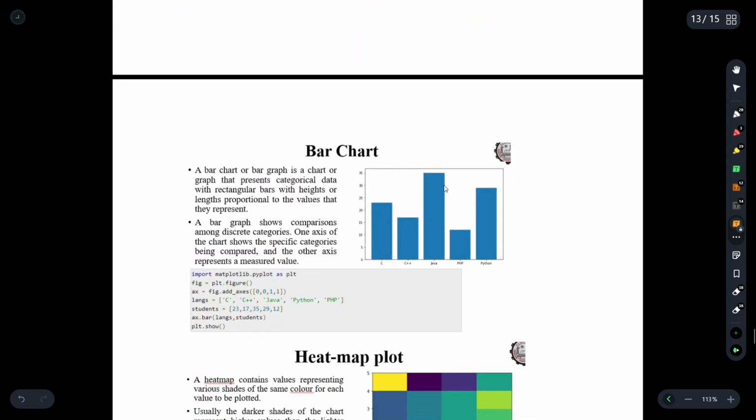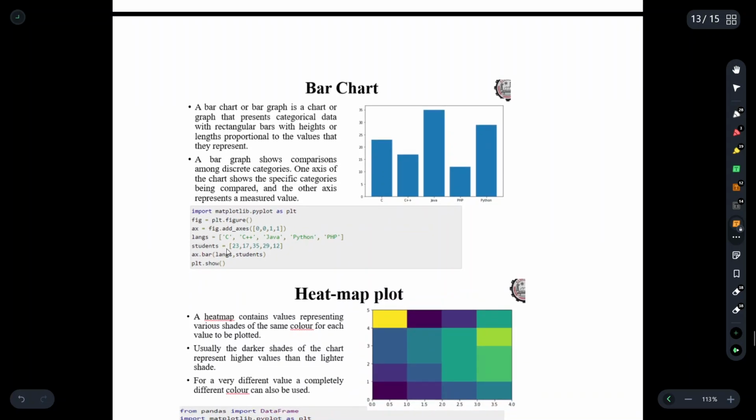So what are bar charts? Bar charts, we are well known of it. A bar chart has one axis with some data points along the x-axis, and we represent them with the help of bars. It represents the height or length of that particular subject with the help of values along the y-axis. So here we can see figure is equal to plt dot figure, then languages, students, marks, and then ax dot bar. plt dot show, we are going to show.